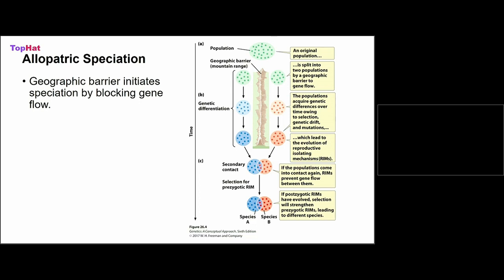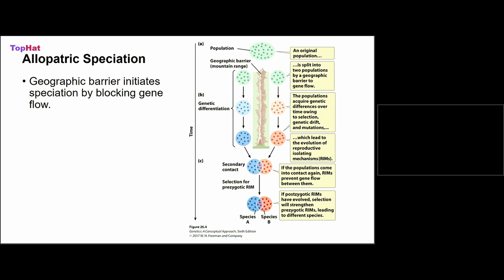Over time, the population on the left is going to accumulate mutations just due to random chance. There may be genetic drift, right? There may be some natural selection based on the environment on the west side of the mountain range. And then over here on the right, we have the same thing. We're accumulating mutations due to random chance. We have genetic drift. Maybe there are different weather conditions on the east side of the mountain range, or different food, right? So over time, now these 2 species are different.